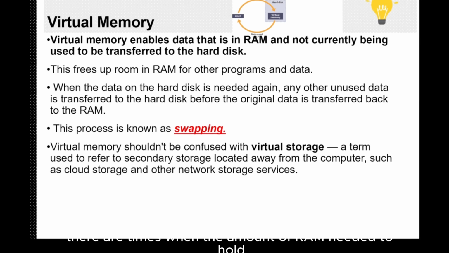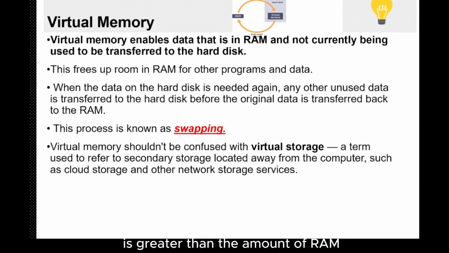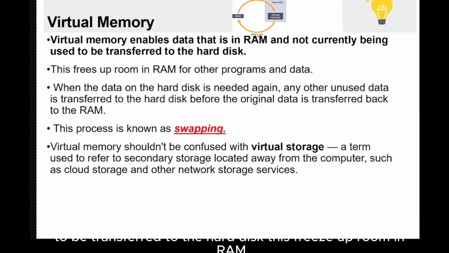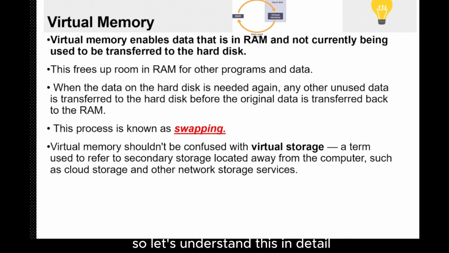There are times when the amount of RAM needed to hold all running programs and data is greater than the amount of RAM available on the computer. When this happens, part of the computer's secondary storage, such as the hard disk, can be used to store data temporarily. Virtual memory enables data that is in RAM and not currently being used to be transferred to the hard disk, which frees up room in RAM for other programs and data. So let's understand this in detail.